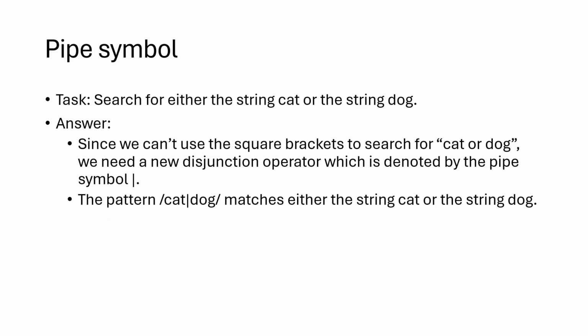We can also use a pipe symbol to support the search mechanism to specify an either-or search pattern. Since we cannot use a square bracket to search for cat or dog, we need a disjunction operator. It is denoted by this pipe symbol. So this will match either the word cat or dog in the sentence.